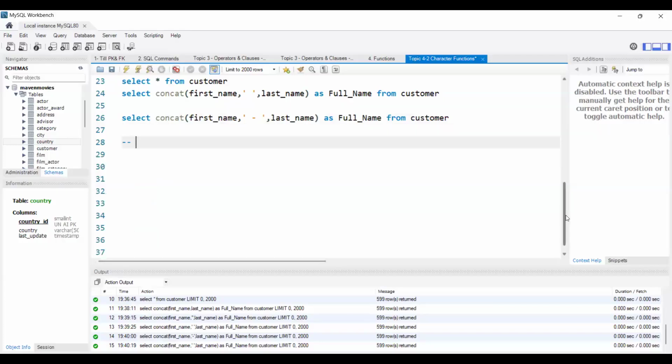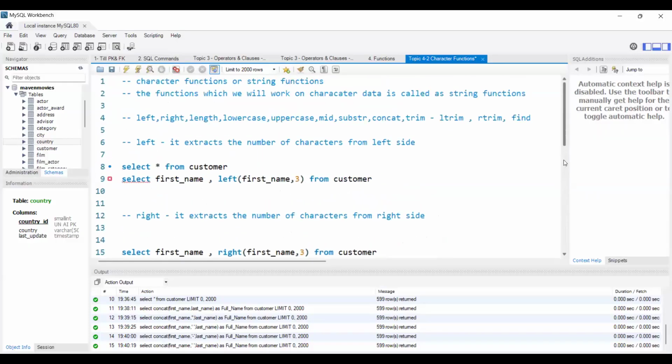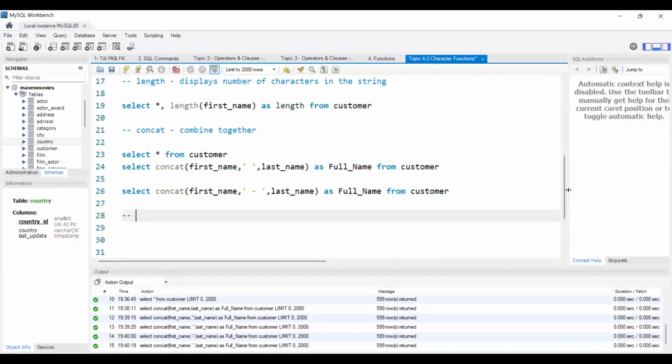Next we have left, right, length, lowercase and uppercase.